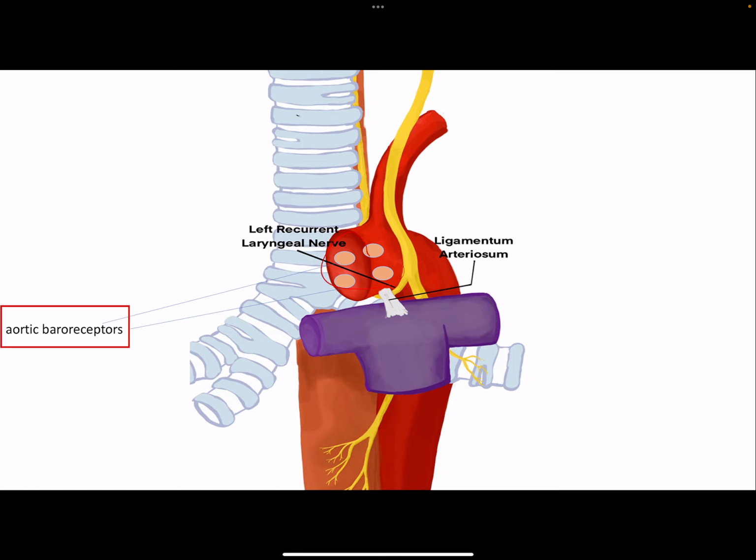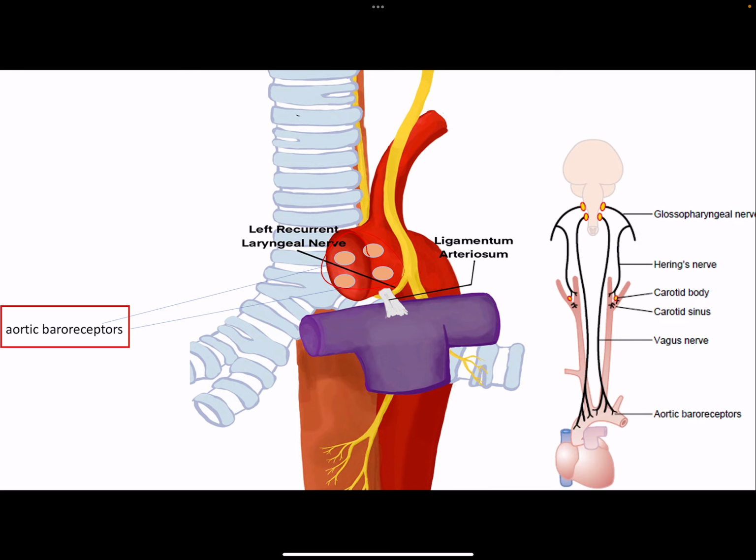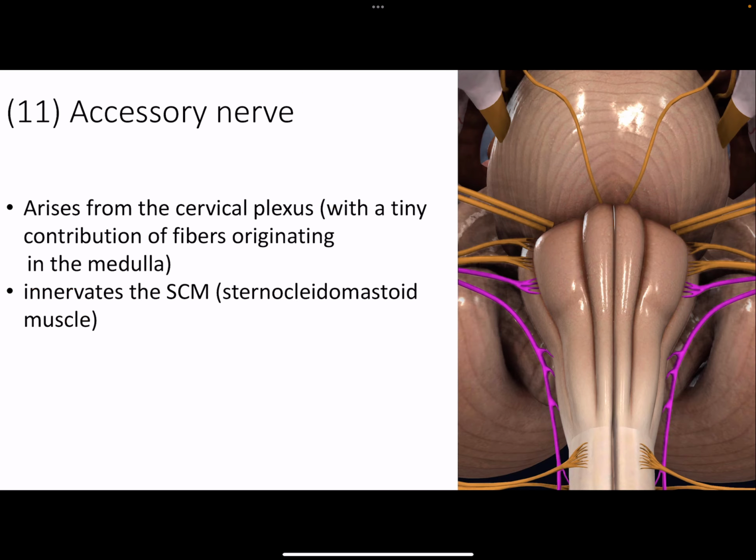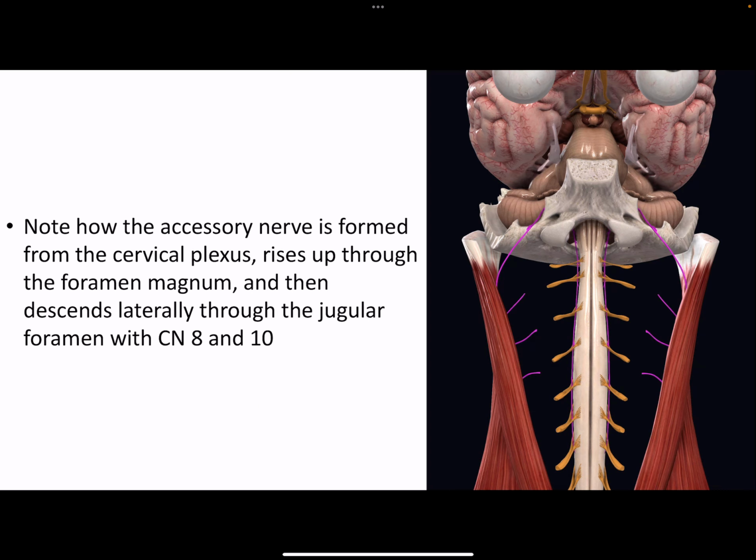We also have, so cranial nerve 9 got the baroreceptors in the carotid space, but we also have baroreceptors in the aortic space, and cranial nerve 10 is going to pick up on these. So yeah, again, we have the 9, and here we have 10. Accessory nerve. So this comes from the cervical plexus, which makes it a little bit unique, right? It's not actually coming from the brainstem. It's actually coming from cervical plexus a little bit down below. Think like C2, C3, C4, C5. It innervates the sternocleidomastoid muscle for turning the head.